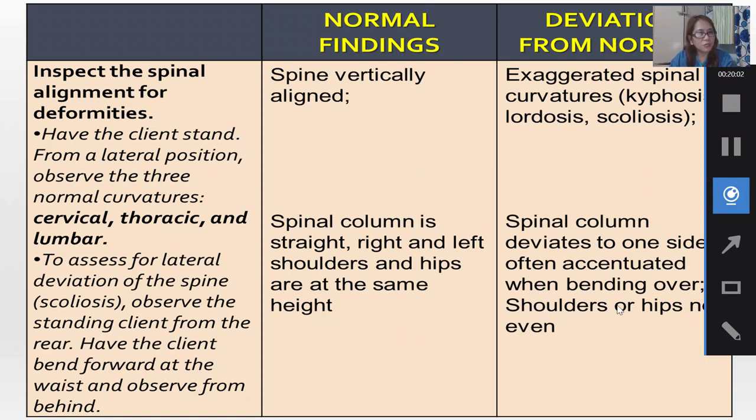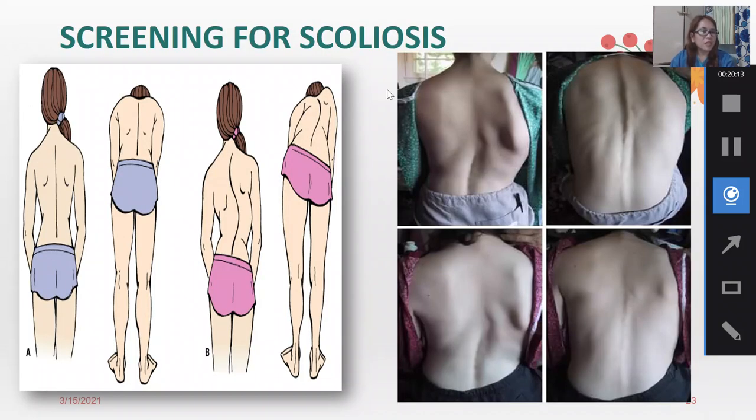So, ito naman yung mga deviations. So, dapat yung spinal column, walang deviations to one side when the client bends over. Okay. So, screening for scoliosis. So, that is how it looks like. This is the normal. Okay?